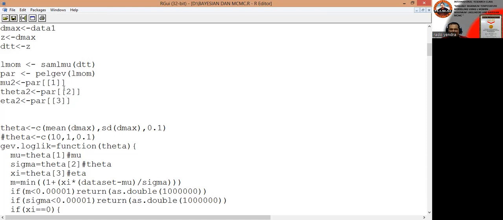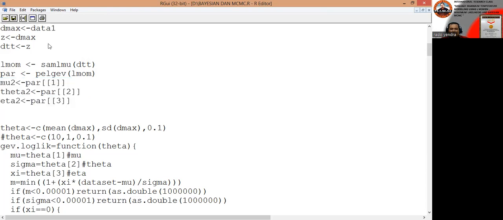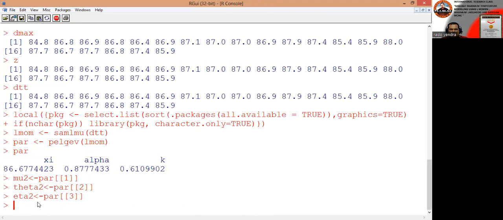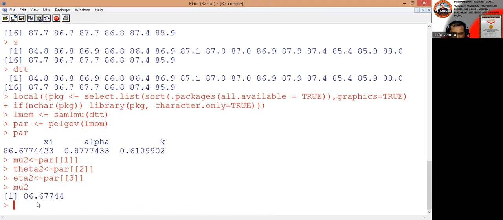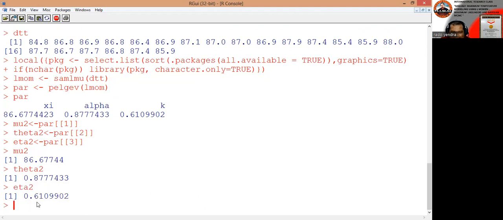Okay, you can run here. You can run here. Okay. And then you come to the console. You type the mu2. And you can type theta2. And you can type the eta2. You can check here.